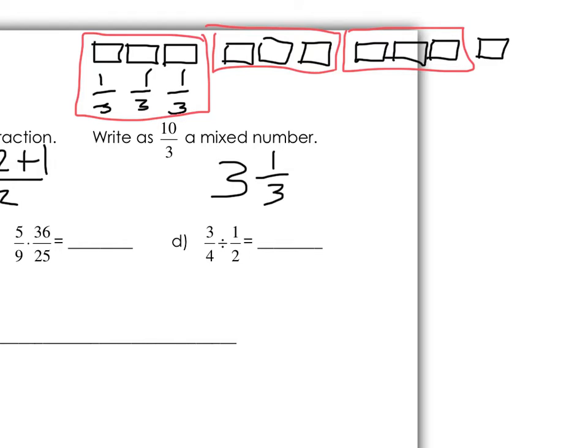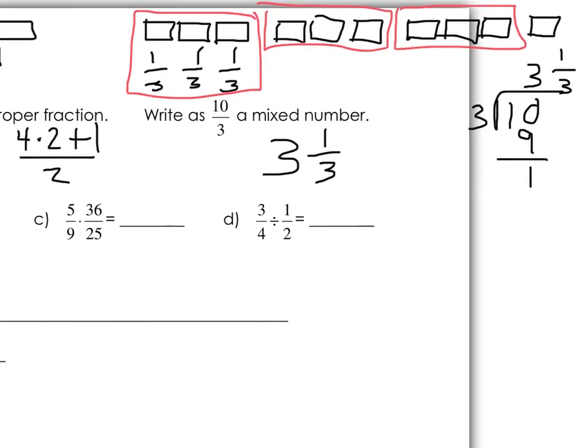3 1/3. You can also say 10 divided by 3. It will go into 10 3 times. That gives you 9 with a remainder of 1. And you put your remainder over your divisor. So 3 1/3. However you want to think about it, you want to get 3 1/3 as your answer.